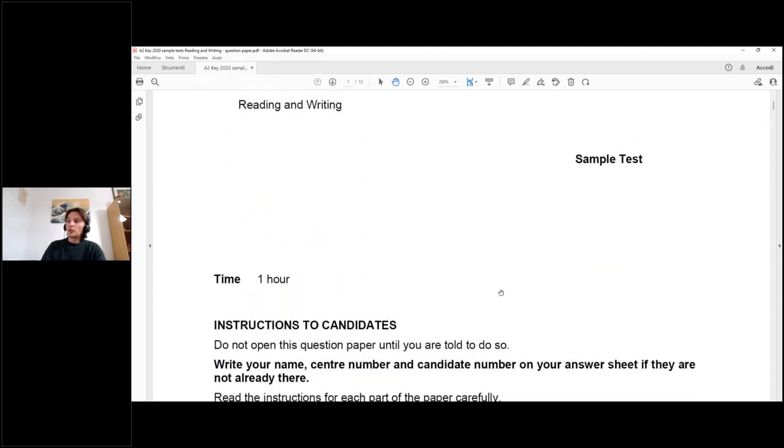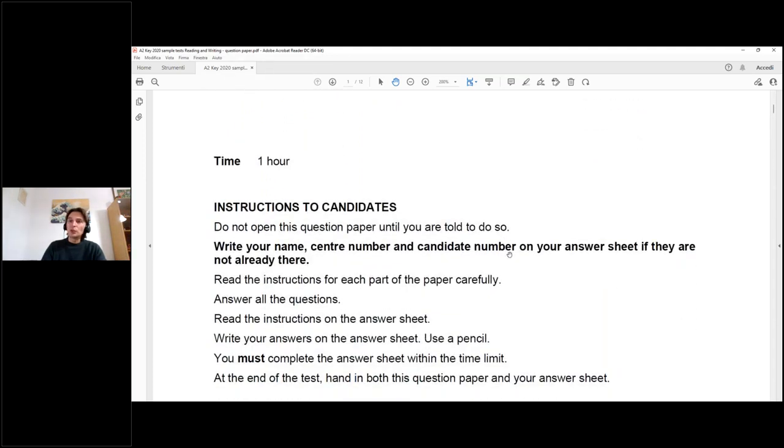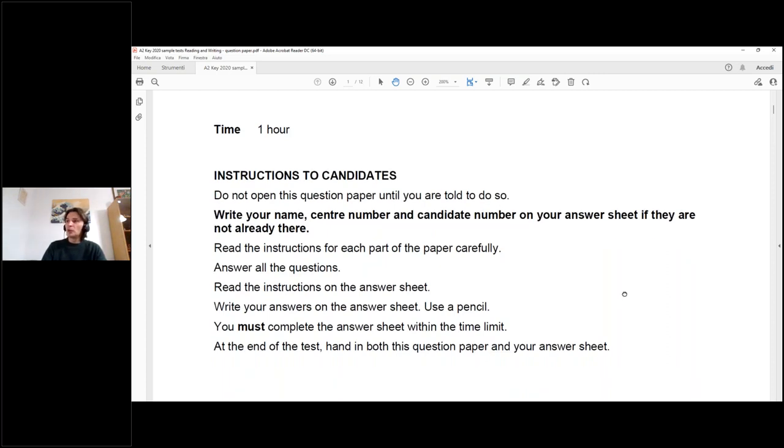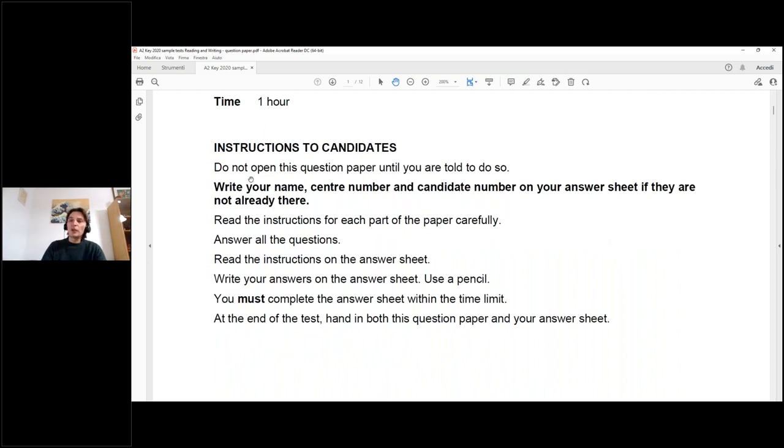You have about an hour to complete your work. So we're going to start shortly, and you're going to have an hour. I'm just going to read you the instructions to candidates. Do not open this question paper, so do not look at the questions until you're told to do so. Write your name, the center number. When you take the exam, you're going to have an examination number, a personal number, and your answer sheet. The answer sheet is the paper where you're going to write your answers.